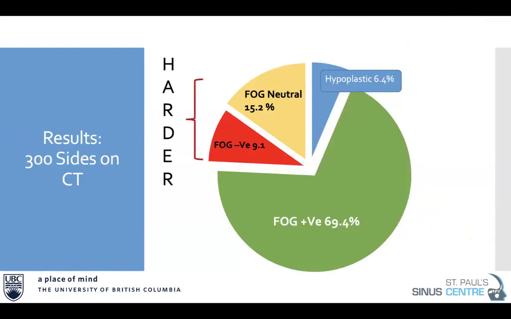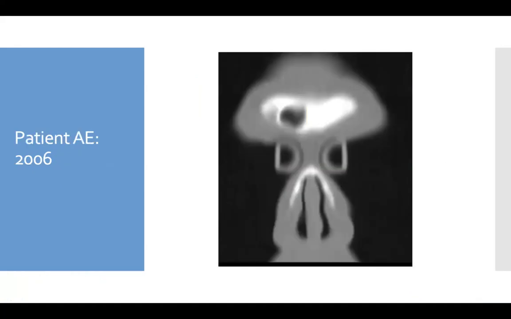And so we did this study and we found that in about 69% of cases, there were FOD positives. In 10% of cases, there were FOD negatives. In about 15% of cases, there were FOD neutrals. So in about 25% or a quarter of your cases, you're going to get into trouble if you're not well-versed in frontal sinus surgery and if you don't have the right equipment.